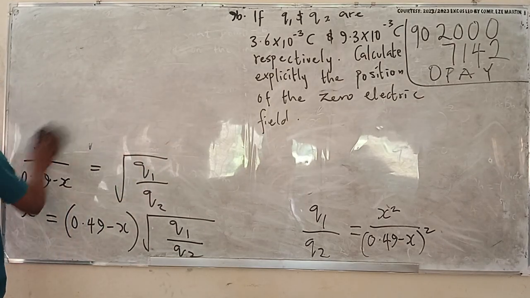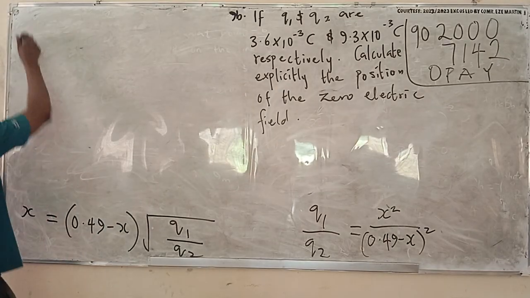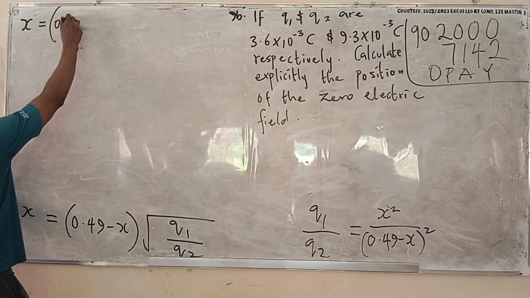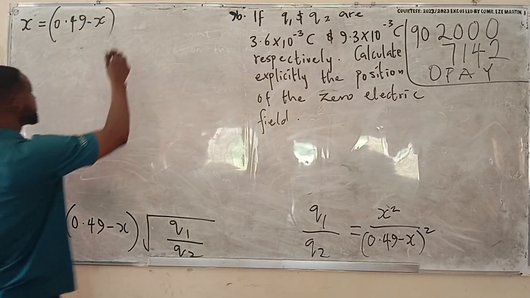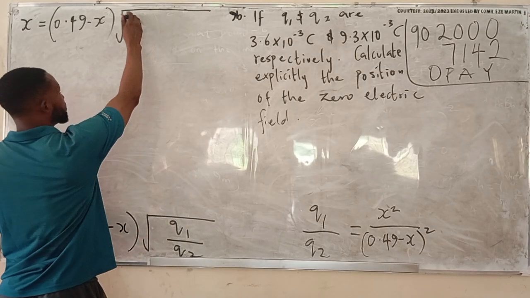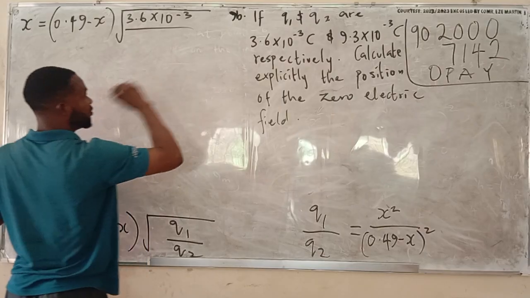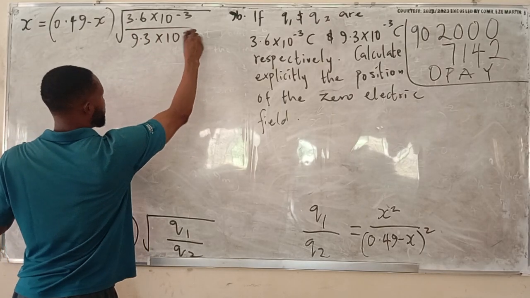So I substitute, so that I now have that x will be equal to 0.49 minus x, times the root of 3.6 times 10 raised to the power minus 3 all over 9.3 times 10 raised to the power minus 3.